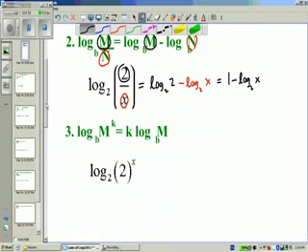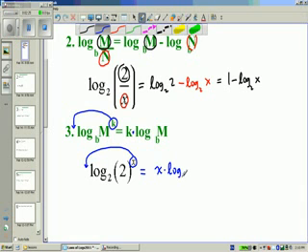And our last rule here, let's just show an example of this. This one's actually probably the most commonly used. We're going to use this in our next lesson too. It just says that when you have a log and then the number here is raised to a power, you can take that power and you can bring it out in front and multiply. So I'm going to bring this power x out in front. So that's going to give me x times log base 2 of 2, which is x times 1. So simplified, that's going to be x.